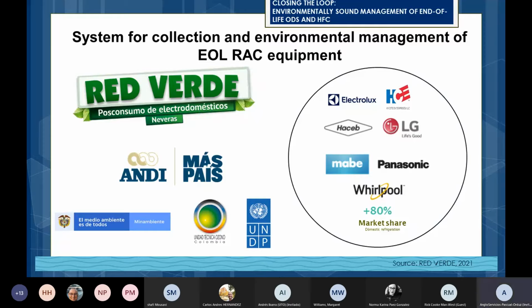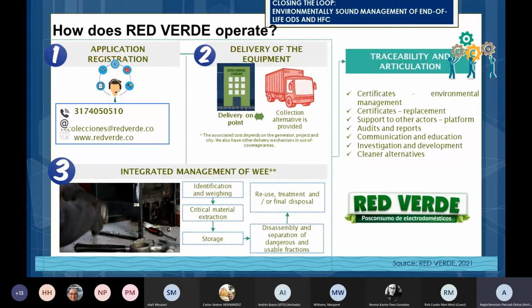Right now, this Red Verde or Green Network represents about 80 or 85% of participation in the domestic refrigeration sector. And the idea is to implement all the mandates that have been established by law in the regulation and within the framework of, again, EPR, Extended Producer Responsibility. So what does this environmentally sound management and selective collection system do? Next one, please.